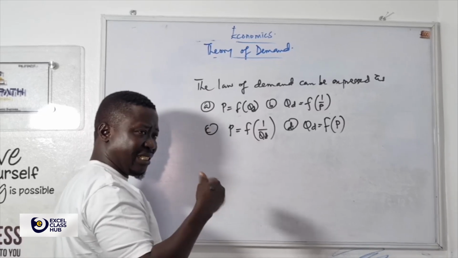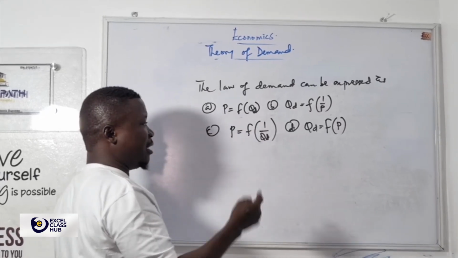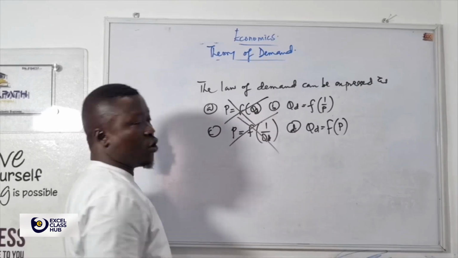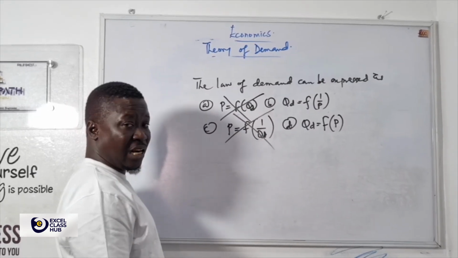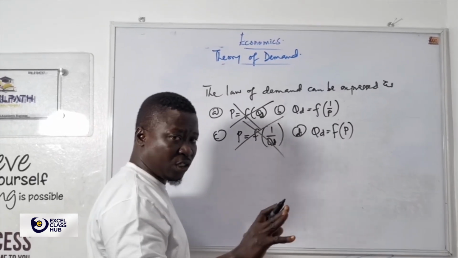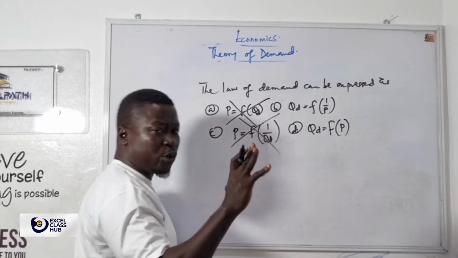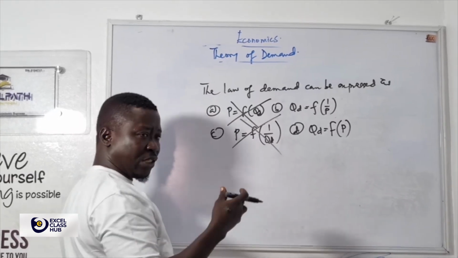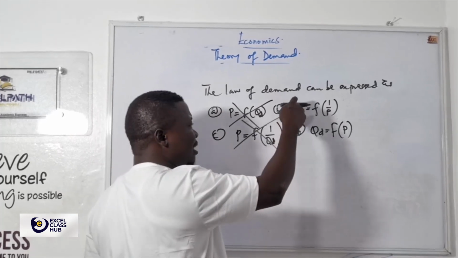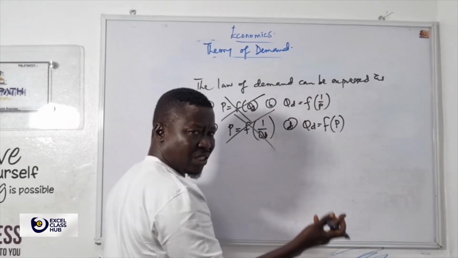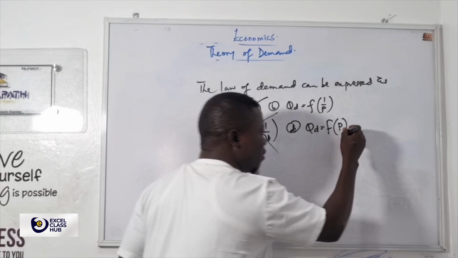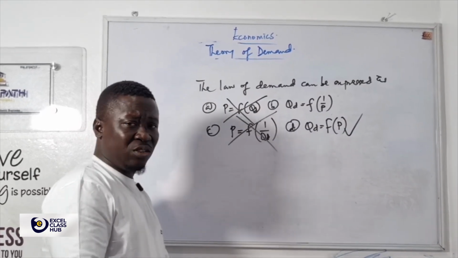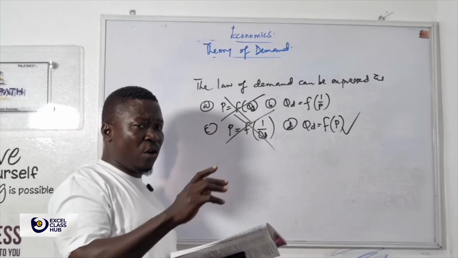What is that controlling force? It is the demand. Automatically, this and this are wrong. I said it the other time: understand one thing first in examination, bring out two options that can never be the answer. We are out of this. What is controlling is demand. Now, demand is a function of 1 over price? No. The answer is demand is a function of price. Very simple.